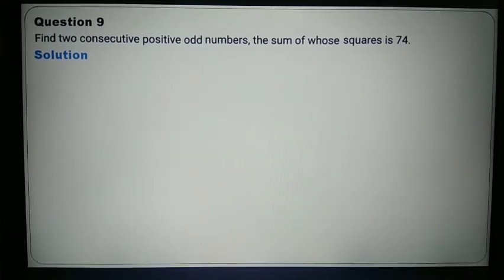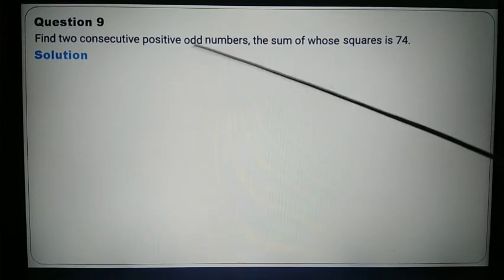Okay, so next question is, find the two consecutive positive odd numbers, the sum of whose squares is 74. Now this sum also you will do by yourself. I'm just going to give you a hint. Now here they are talking about two consecutive positive odd numbers. Now we know that the difference between consecutive numbers is 1, right? For example, the consecutive number 1 is 2 and the consecutive number 2 is 3. But here, it is not the same as the earlier one. Here, the case is consecutive odd numbers.